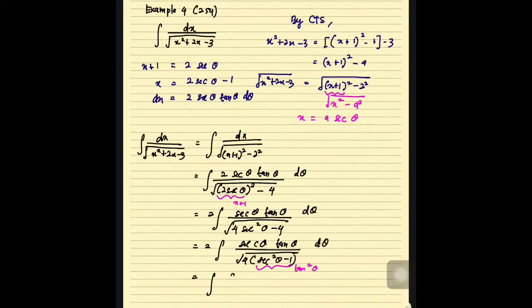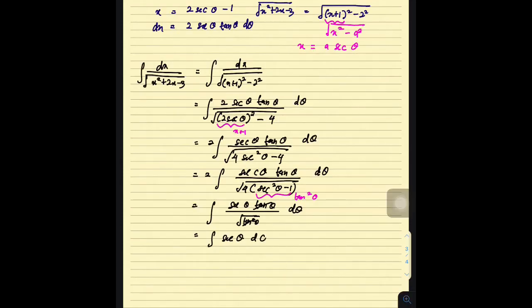So 2 over 2, you can cancel out, so what is left is only 1. So you just have here secant theta tangent theta in your numerator, and in your denominator you just have tangent theta, d theta. So you can cancel out the tangent theta with the tangent theta in your numerator. Secant theta d theta is left, so you just integrate secant theta directly.